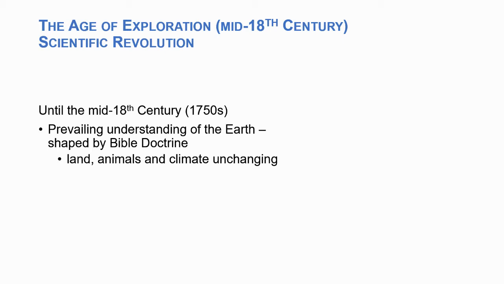What you would have read there was about the age of exploration and about all of the ideas that contributed to people studying and developing this science. So until the mid-18th century, so we're talking about the 1750s here, the prevailing understanding of the earth, of animals, of plants, of land masses, of climate was that it was unchanging. And this was shaped by the Bible and Bible doctrine.